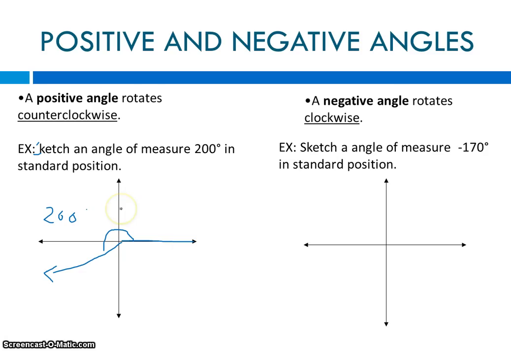Now a negative angle rotates clockwise, and we're going to do a measure of negative 170 degrees. So we're going to start on the positive x-axis, so that is my initial side, and I'm going to go clockwise 170 degrees. Remember, a semicircle will be 180 degrees, so it's just 10 degrees shy of it. So this angle here is my negative 170 degrees. And that's how we draw our angles.